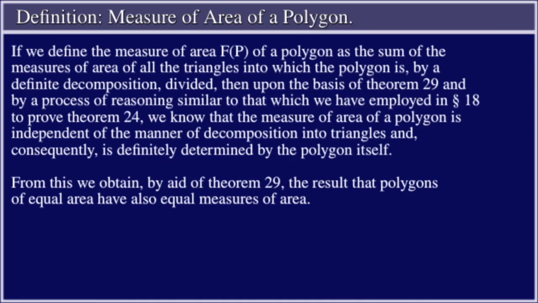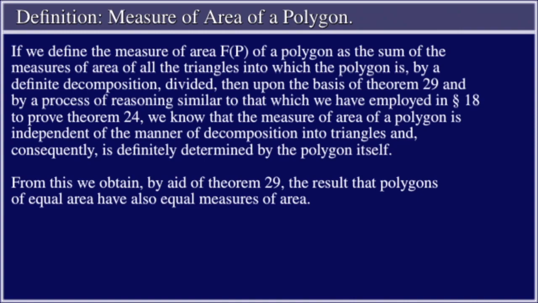Definition. If we define the measure of area, f of P, of a polygon as the sum of the measures of area of all of the triangles into which the polygon is by a definite decomposition divided, then upon the basis of Theorem 29 and by a process of reasoning similar to that which we have employed in 18 to prove Theorem 24, we know that the measure of area of a polygon is independent of the manner of decomposition into triangles, and consequently is definitely determined by the polygon itself.